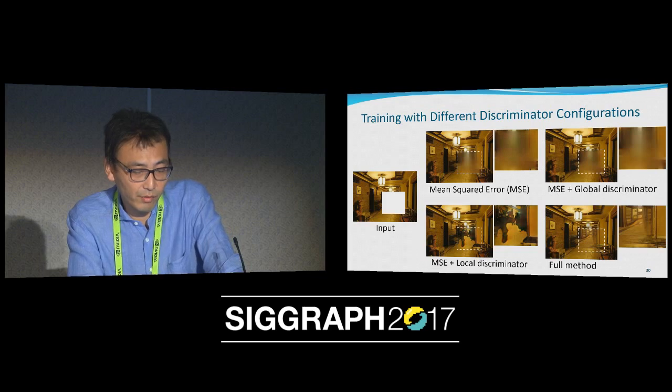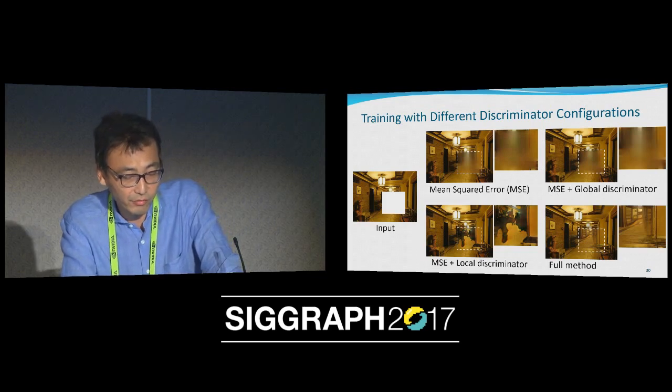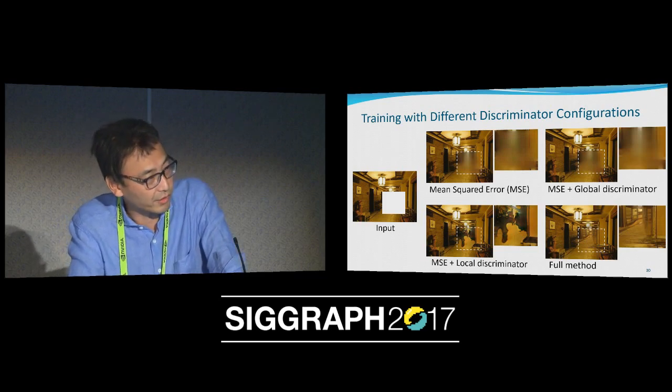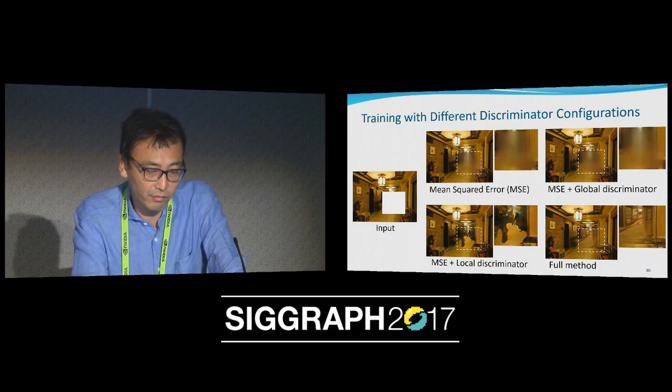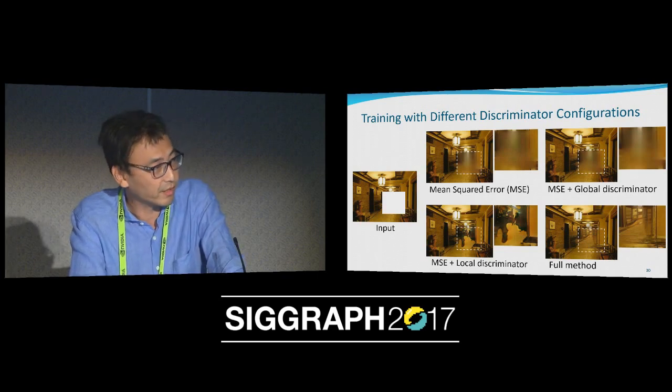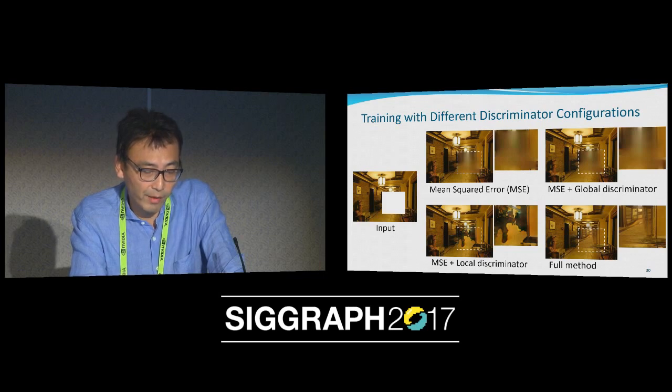And with only the local discriminator, MSE with local discriminator tends to generate sharper texture inside the hole, but it often loses global consistency. In contrast, our full method can fill in the missing region plausibly, both locally and globally.